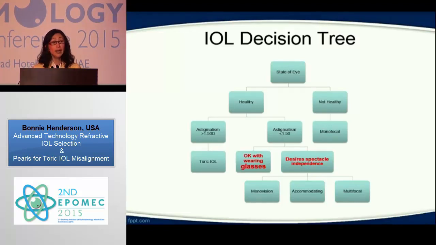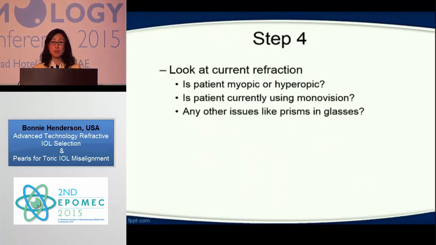So step number 4, I look at their current refraction. So is the patient myopic, hyperopic? Do they currently use monovision, or do they have prisms? Those are the things that I'm looking at. If they have monovision, I tend to just oftentimes keep them with monovision. Those people have always proven that they like one distance, one near. They don't mind the fact that they're losing the three-dimensional vision. So those patients I keep with monovision.